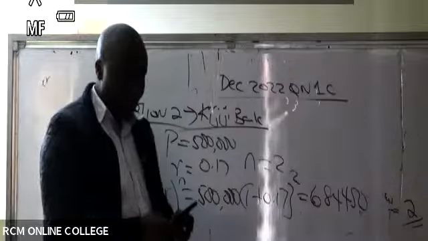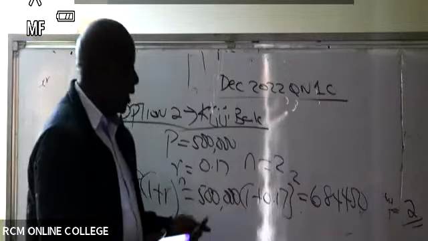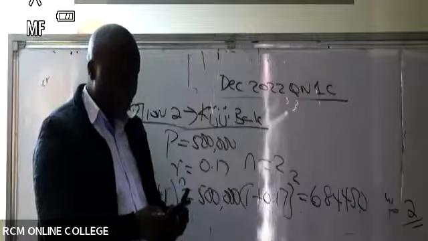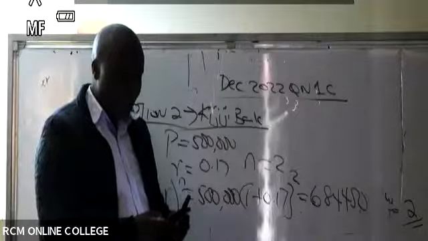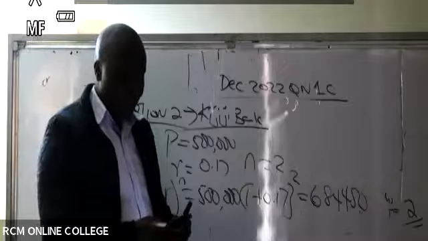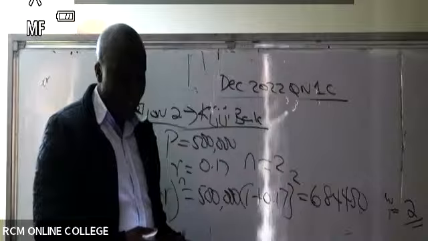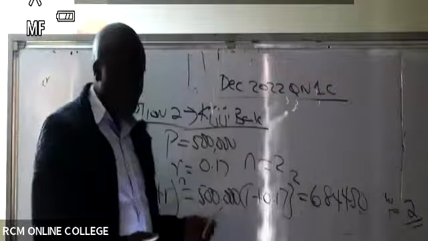Why 2 for option 2? Here we can't divide. The concept here is why 2? Remember, we were told up there: your client, Alfred Otieno, wishes to invest 500,000 for 2 years. N is the number of years, 2 years. We are doing this December 2022, question 1C.